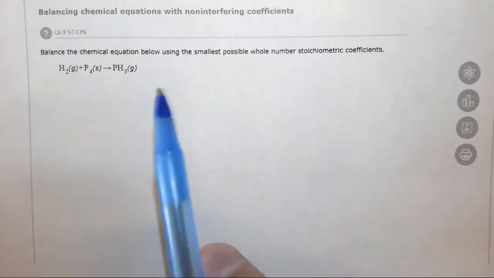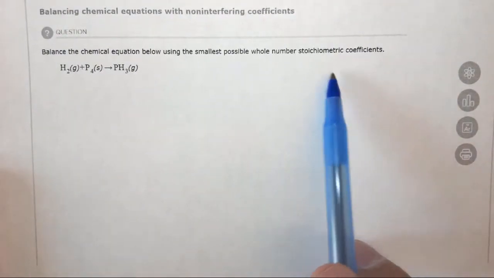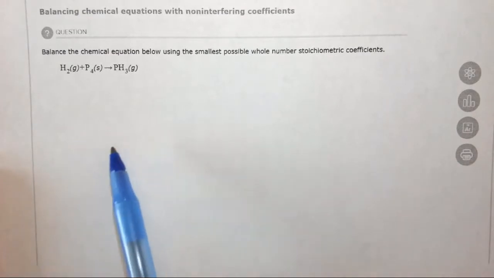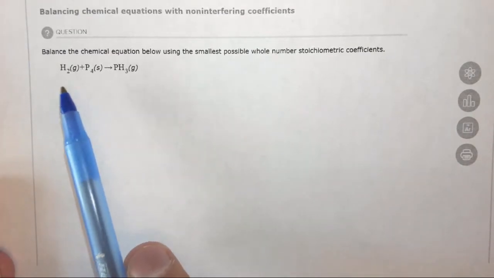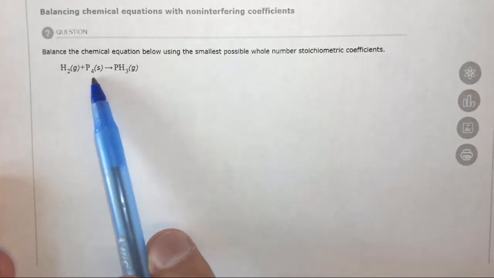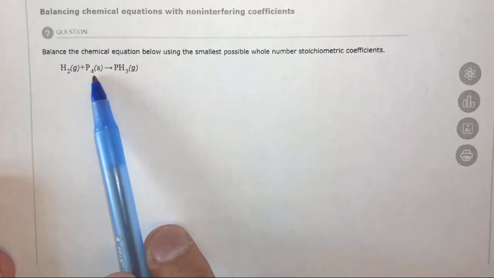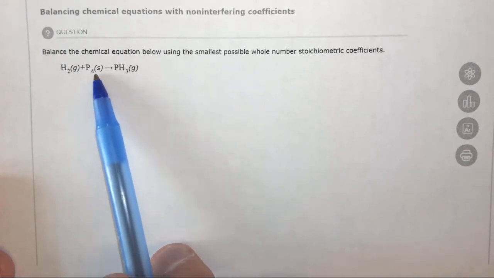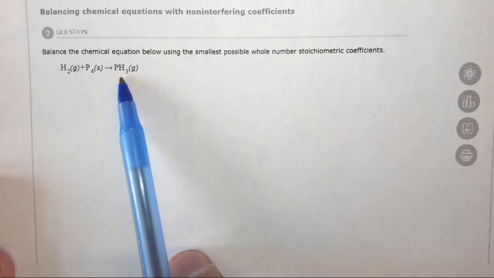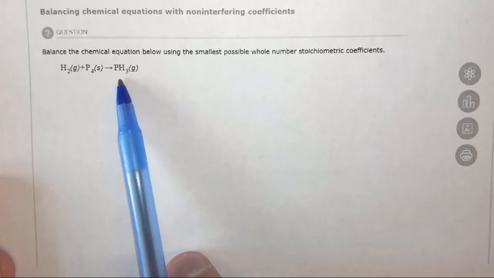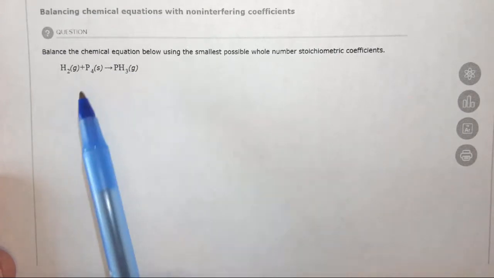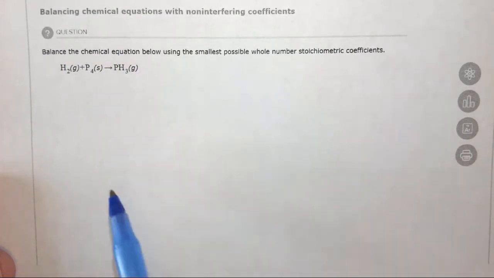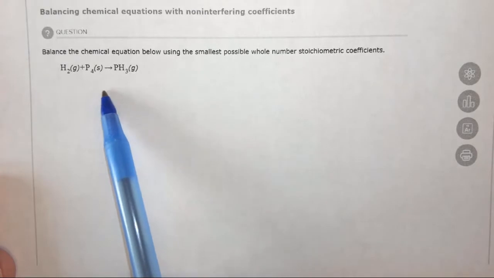In this question, we're asked to balance a kind of a nasty reaction with the smallest possible whole number coefficients. So here we have hydrogen gas reacting with P4, which is white phosphorus, and will catch on fire in contact with air, to form phosphine, which is a gas which will also catch fire when in contact with air and is highly toxic. So the reactants and the product are kind of nasty, but that being said, the balancing isn't so bad here.